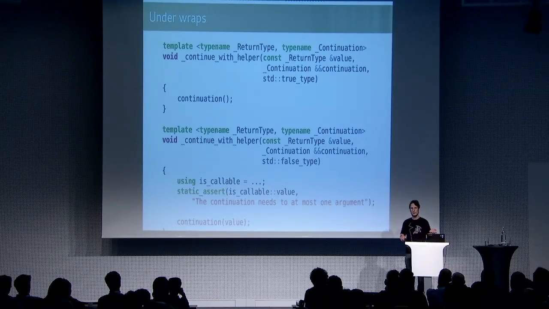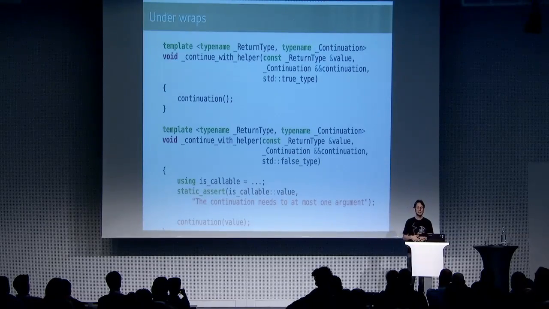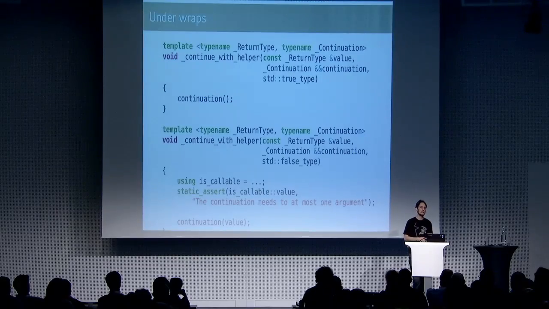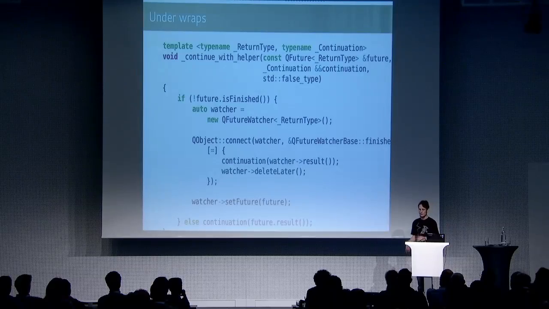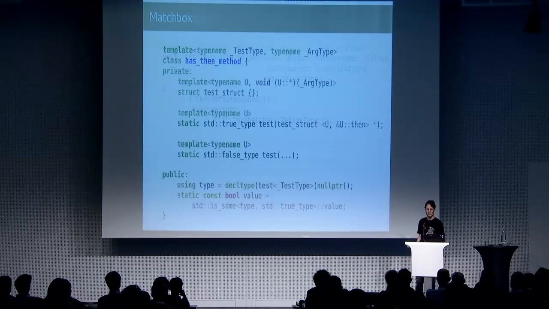Depending on if it's a nullary type, you just call the continuation without the argument. If it's not a nullary function, you just call the continuation with the value that you got from the future. And this continues for how to implement the same thing for the Q future. Again, this is something that would be in a library, so you wouldn't actually need to write Q object connect and others.